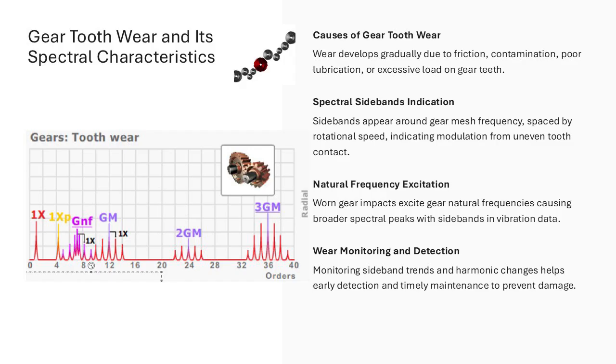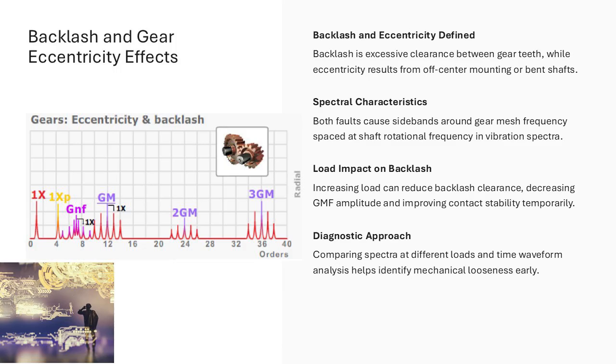Engineers should monitor the trend and symmetry of sidebands, as well as changes in harmonic content, to assess wear progression. Early detection allows for lubrication improvements or load adjustments, while advanced wear may require planned gear replacement to prevent secondary damage. Backlash and gear eccentricity introduce periodic variations in gear tooth contact that significantly affect vibration spectra.